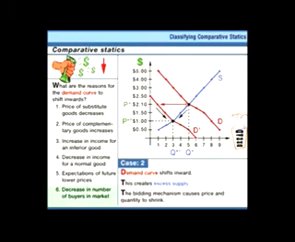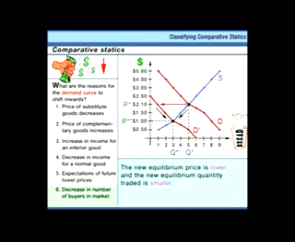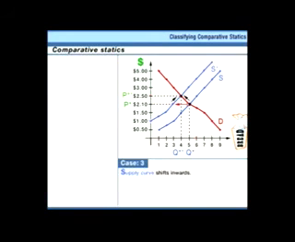Let's look now at case number 3, an inward shift in the supply curve. Now we have a different set of factors that leads to an inward shift in the supply curve because we're no longer talking about the behavior of consumers. Now we're talking about the behavior of sellers. In this case, when the supply curve shifts inwards, the immediate result is that we have an excess demand for the product. That is, at the original equilibrium, where the original demand curve and the original supply curve cross, we have P star as our equilibrium price and Q star as our equilibrium quantity.